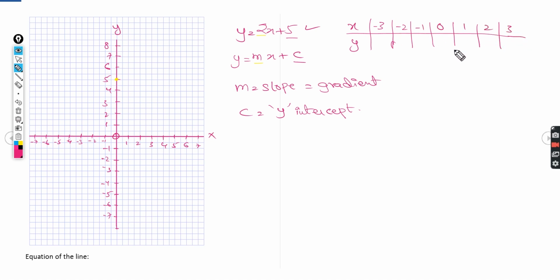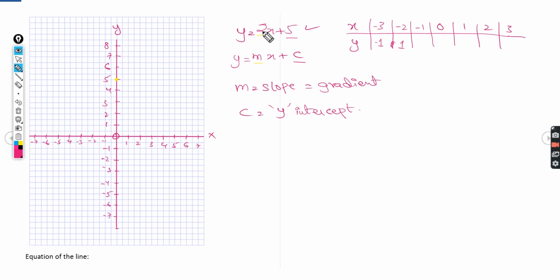Right? So these are 7 points. We'll take 7 points, and with the help of these 7 points, it will be easier for us to make the line. So if I put -3 instead of x, I'll get -6. 3 times -3 times 2 is -6, and -6 plus 5 gives me -1. If I put -2, then -2 times 2 gives me -4. -4 plus 5 gives me 1.